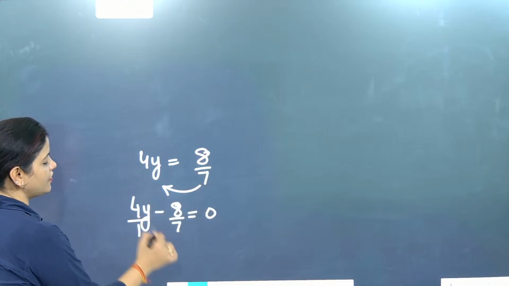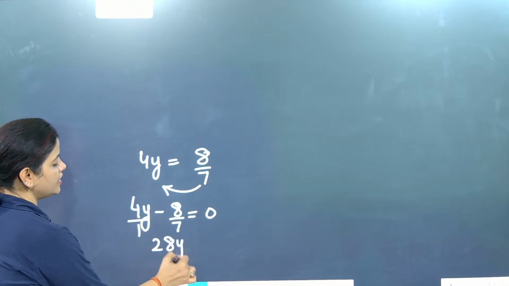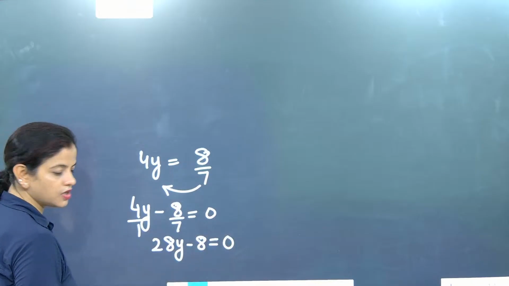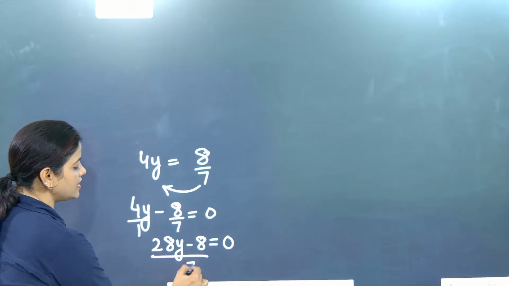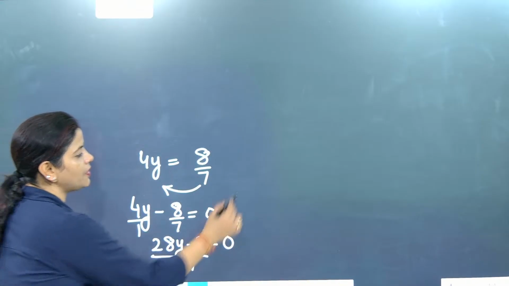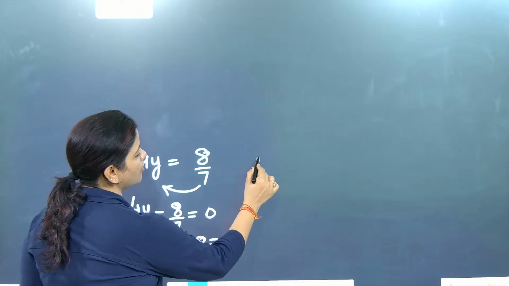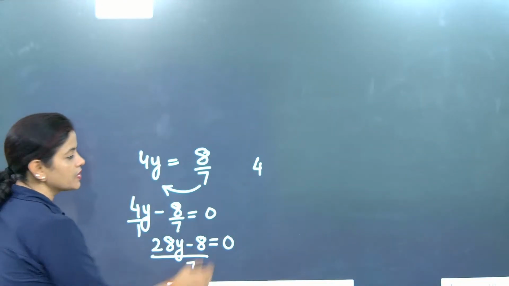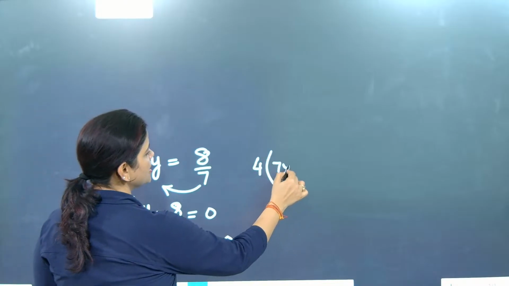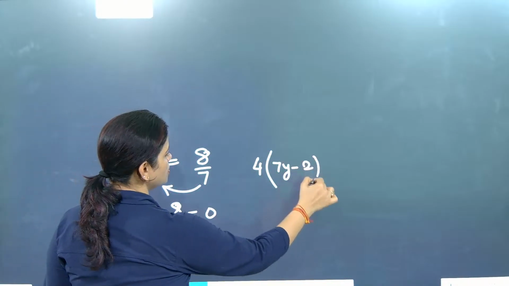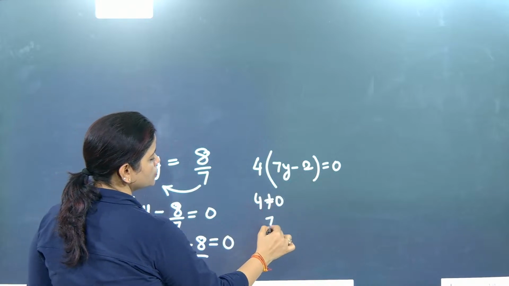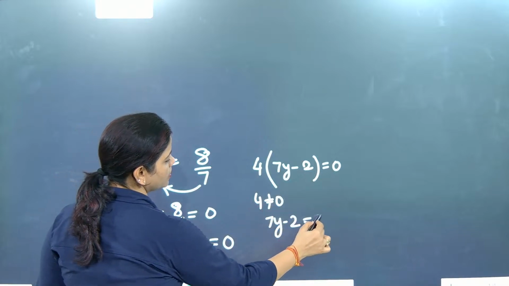Take LCM, 7 4s are 28y minus 8 equal to 0. Correct? Because 28y, 7 is coming, 7 will go and multiply. We can take 8 also common, or 4 common. We can take 4 also common, and we can write 4 common is 7y minus 2 equal to 0. 4 cannot be equal to 0.